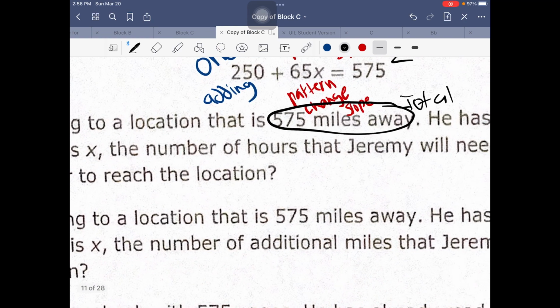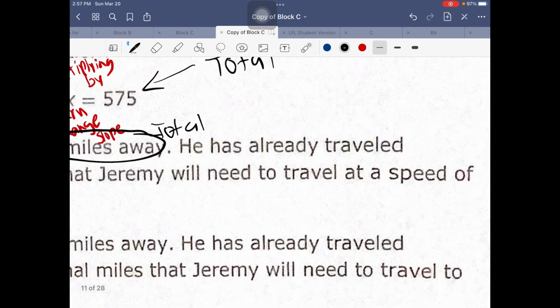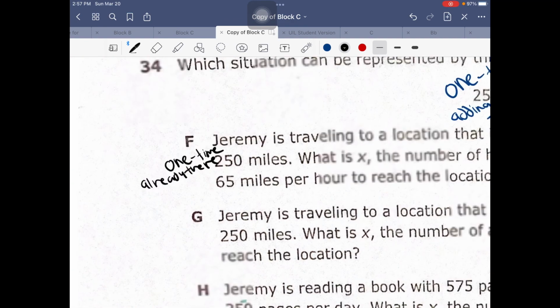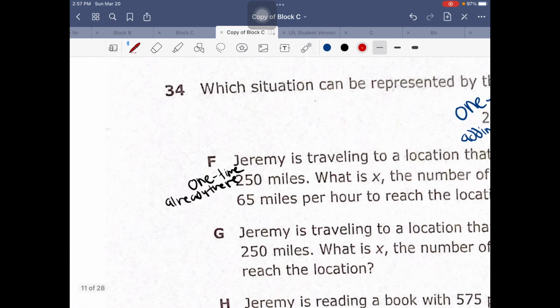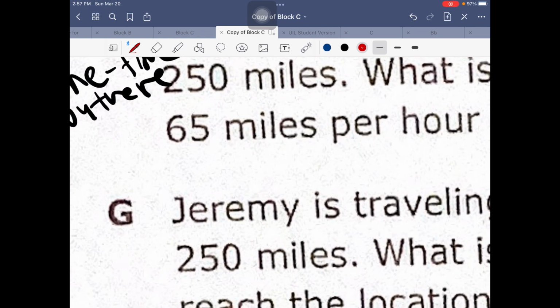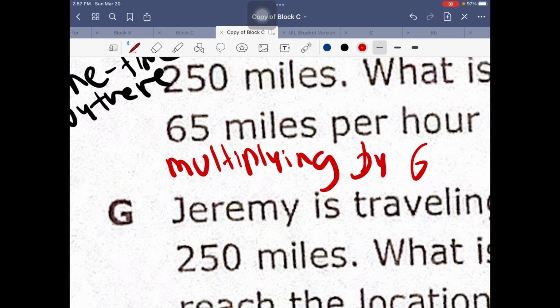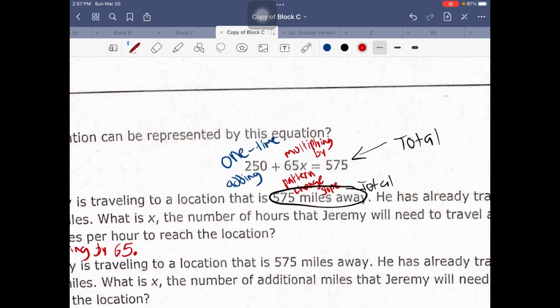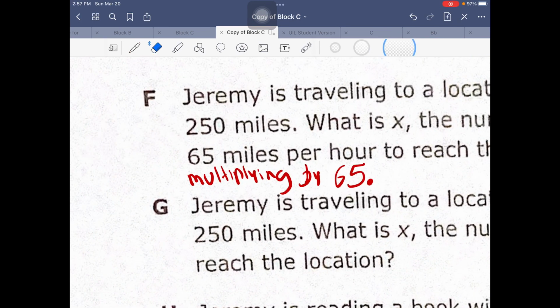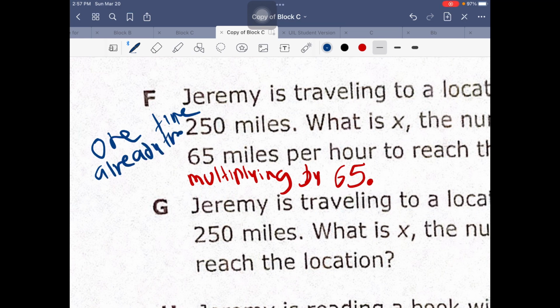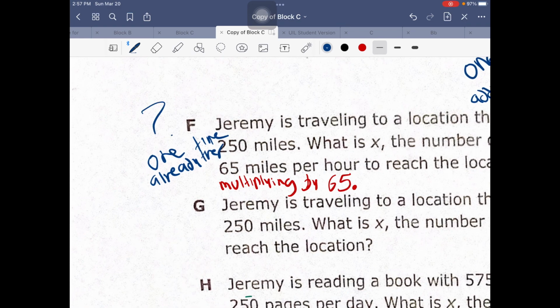What is X? The number of hours that Jeremy will need to travel at a speed of 65 miles per hour. Well, that means multiplying by 65. And because you're multiplying by 65, all this looks correct. So, let me just change the color one time. Already there. That's what I put for 250. So let's put a maybe for here.